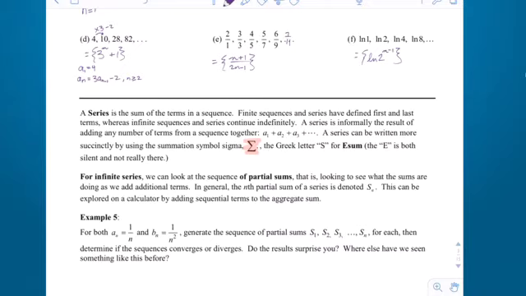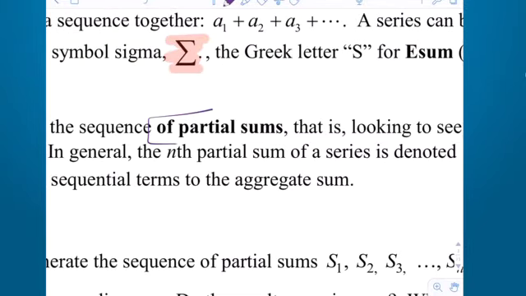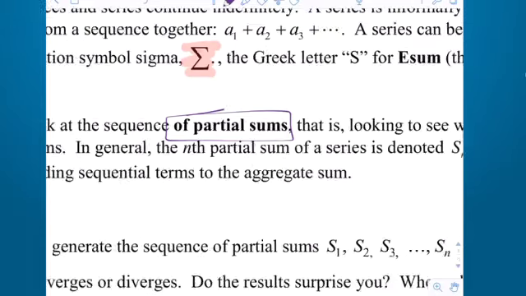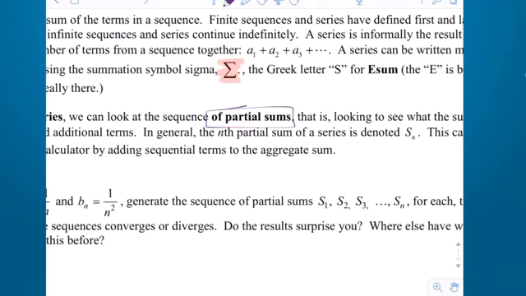One of the ways to determine if a series converges or diverges is by looking at the sequence of partial sums. That is, I'm going to find the first term, write it down. I'm going to find the sum of the first 2 terms, write it down. Find the sum of the first 3 terms, write it down. And if I do that enough times, I'll have the partial sums of the first n terms, and I can see if the sequence of the sums converges or not.